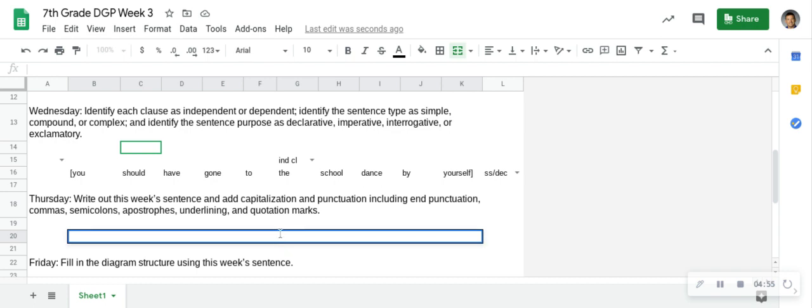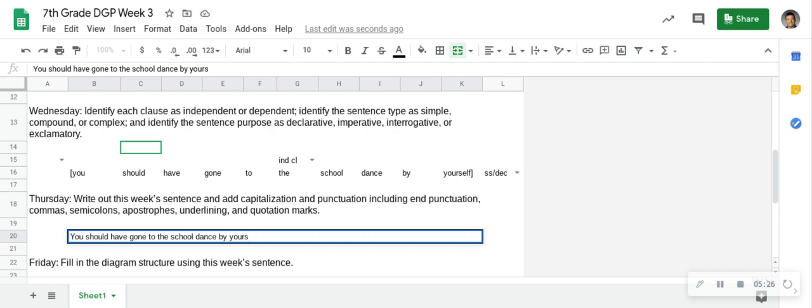So looking at our sentence, right? So we'll go ahead and do DGP Thursday as well. What are we capitalizing? Capitalizing the Y and U. Is there anything else we're capitalizing? Okay. Is there any punctuation? Where are we putting it? Good.